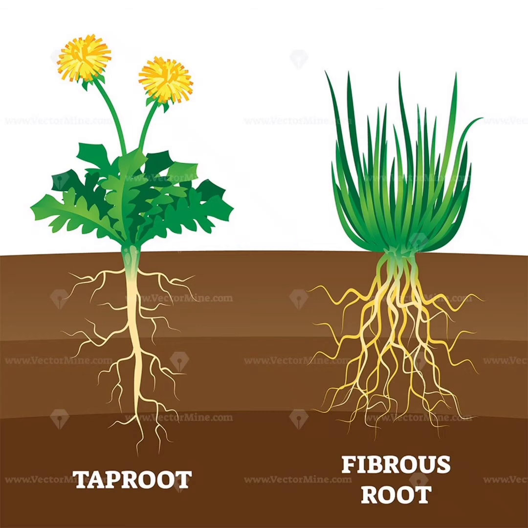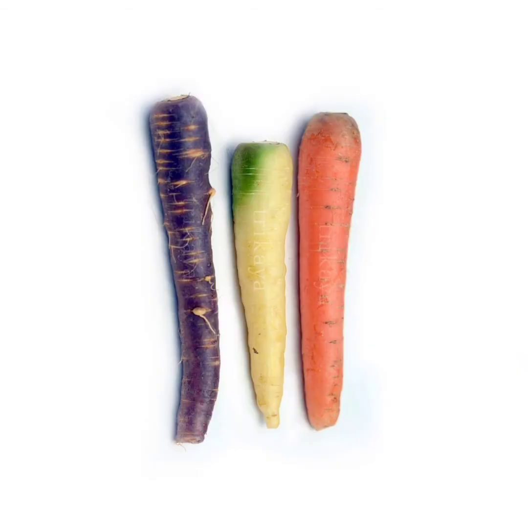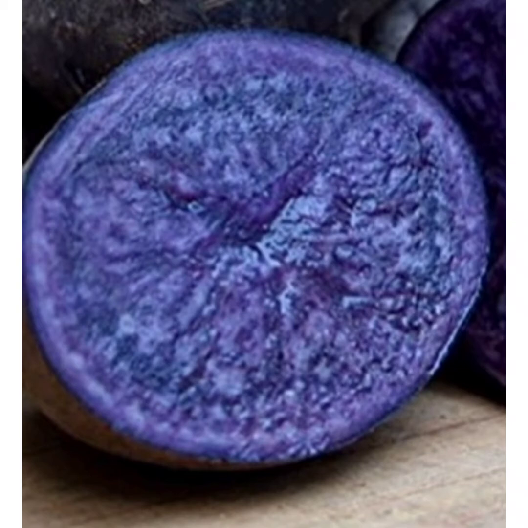Water absorption by roots occurs. To know this, we have to do one activity. We have to take a carrot and a glass of water with blue ink mixed in it. Place the carrot in the glass of water with a few drops of blue ink added to it. Leave the carrot in water for 2 to 3 days. Then cut the carrot in half lengthwise and observe. The blue color appears in the middle of the carrot, which indicates that roots conduct water.